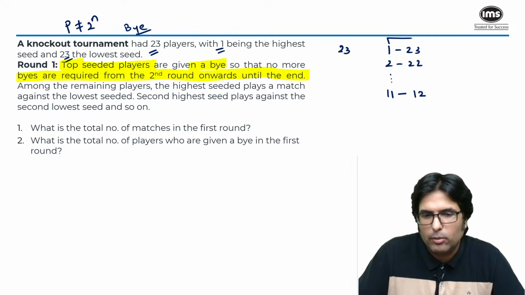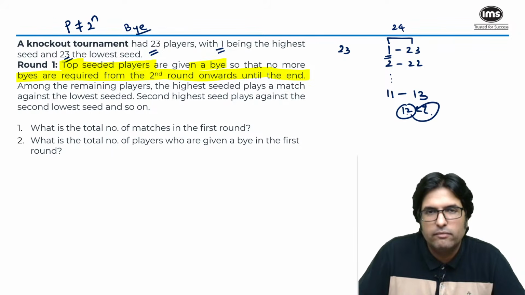No. Look at the sum total of ranks. Sum total of ranks is 1 plus 23, which is 24. So 11 would play against 13. Who would player rank 12 play against? 12 would have to play against himself. So then you might say, sir, give this player rank 12 a bye, and then we would have top 11 players moving to the next round.